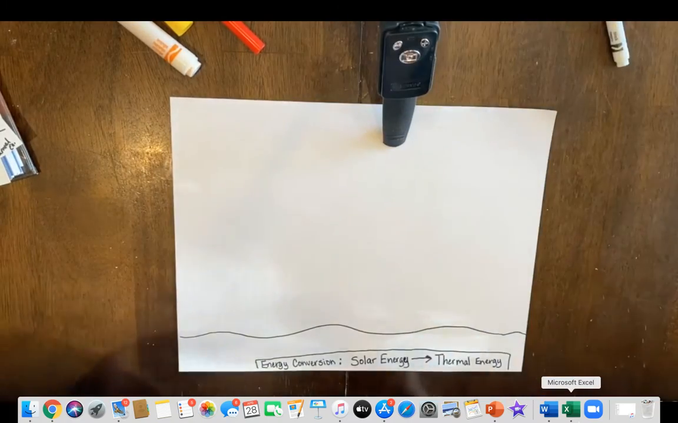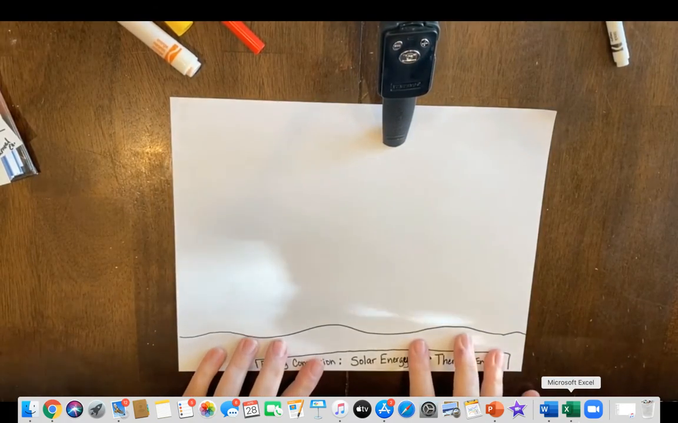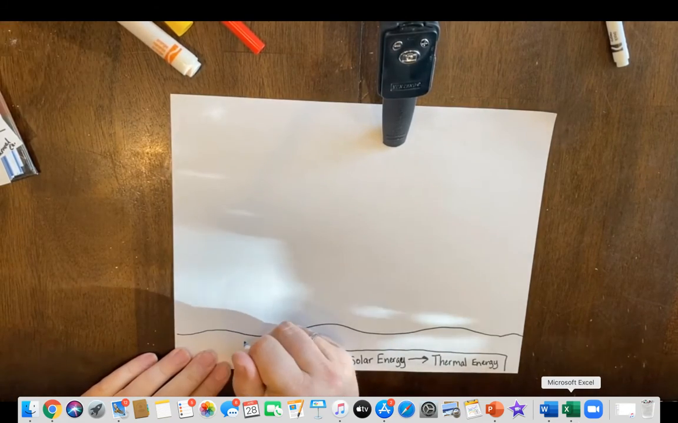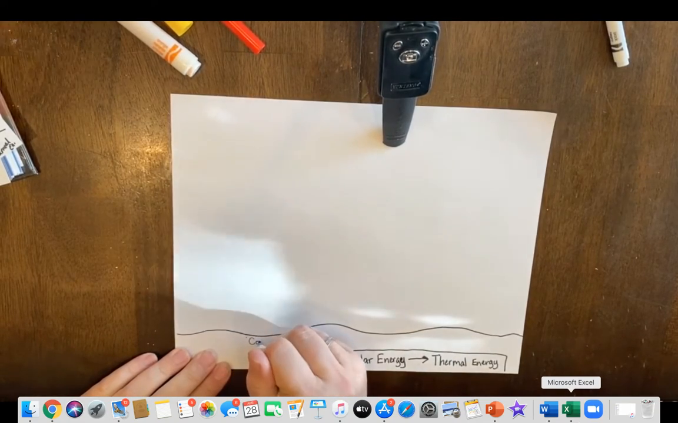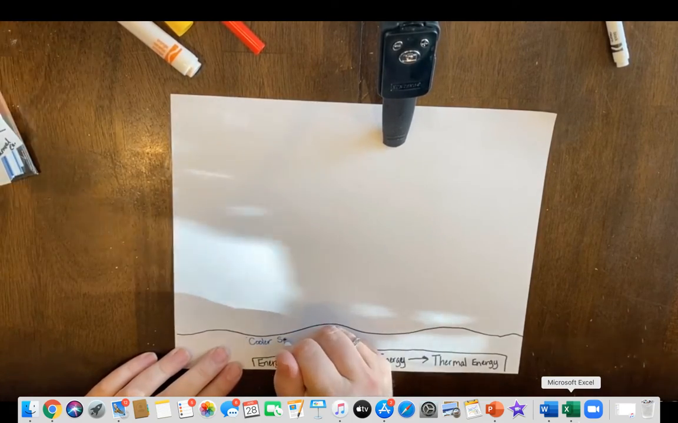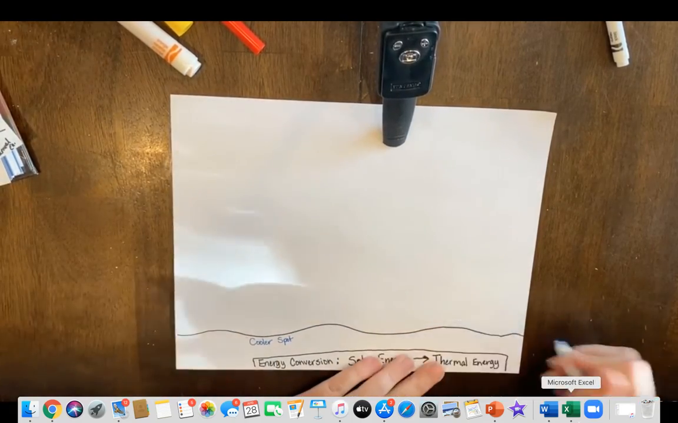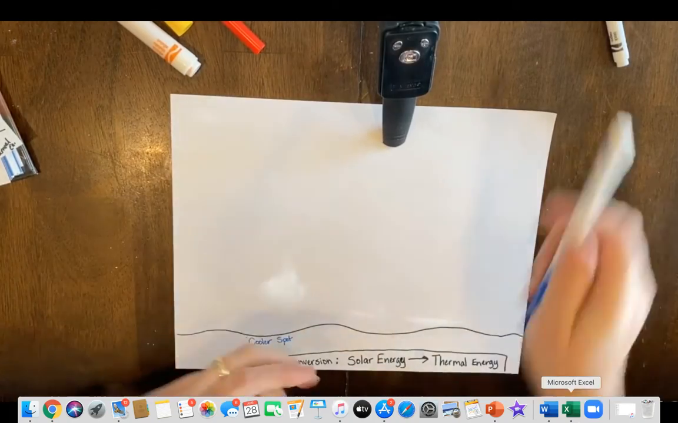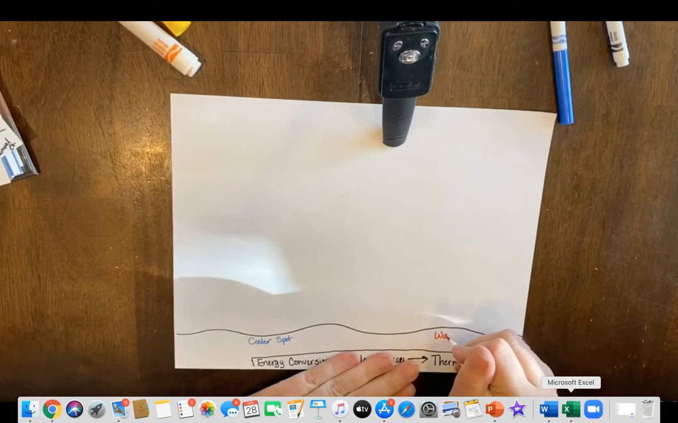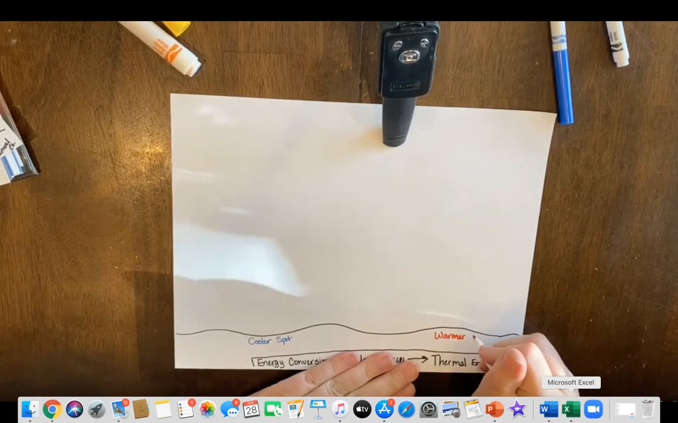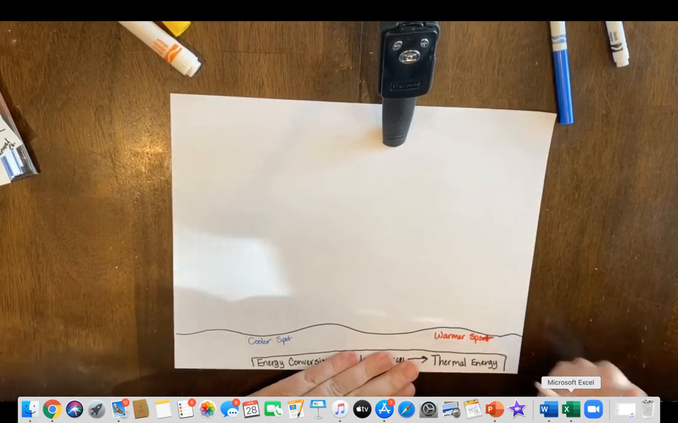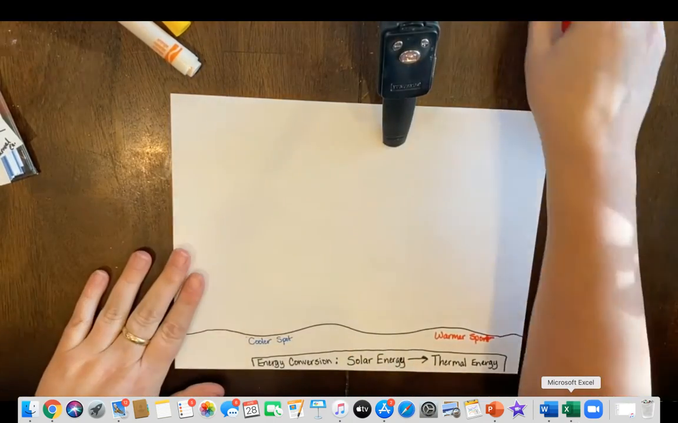Okay, now I'm going to label two places on my map down here on my Earth's surface. So this is going to be the cooler area. So I'm just going to put cooler spot. And this is going to be the warmer area. And you guys know me, I like color. So I'm doing it with my red. Warmer spot.